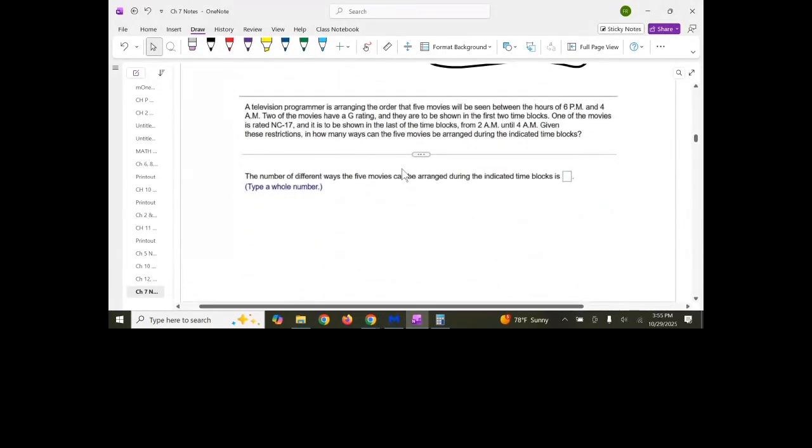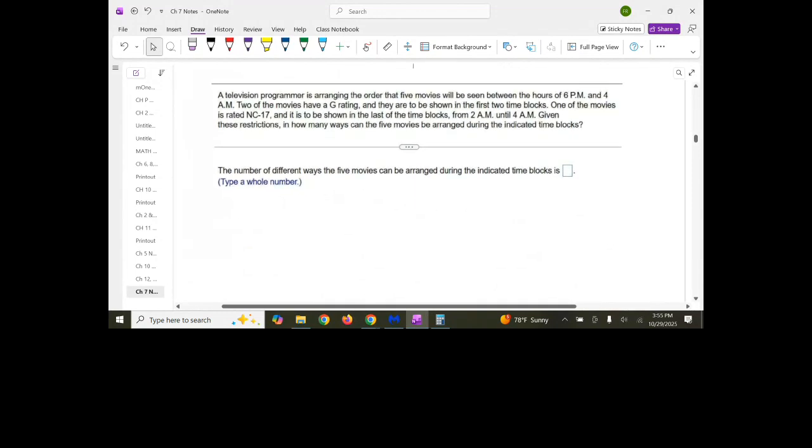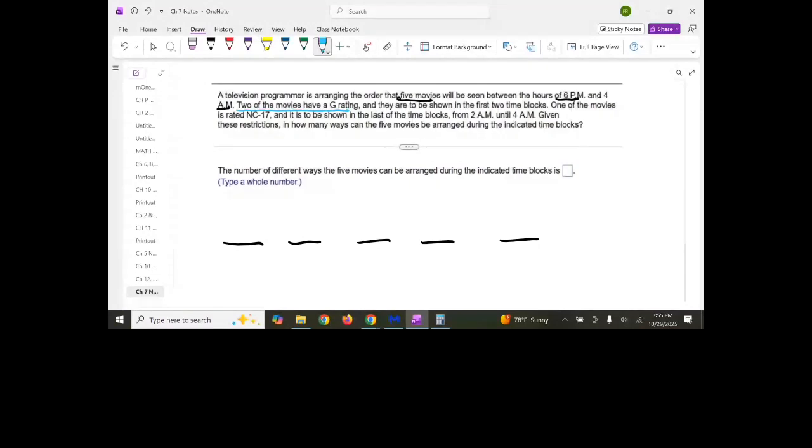All right. Let's take a look at the second problem that we got here in our list, y'all. It says a television program is arranging the order that 5 movies will be seen between the hours of 6 p.m. and 4 a.m. Okay. So look, y'all, I got 5 movies. 1, 2, 3, 4, 5. It says 2 of the movies have a G rating and they're to be shown in the first 2 time blocks. Okay. So look, y'all, these are the first 2 time blocks. This is my first, my second, third, fourth, and fifth.